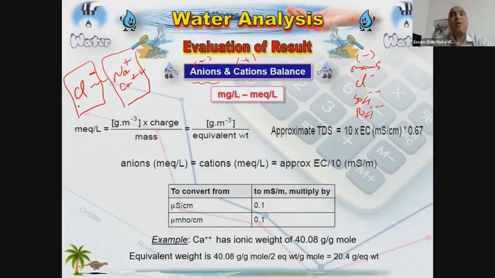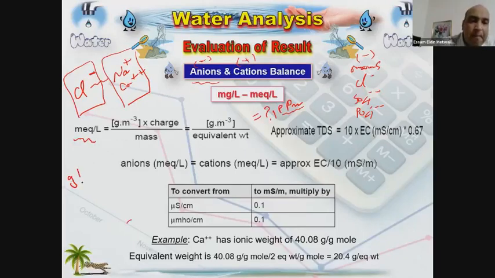Okay? What does mole equivalent mean? Mole equivalent means the ratio between the concentration of your analyte and the equivalent weight of your analyte. Gram per meter cube is the same unit as milligram per liter. Okay?